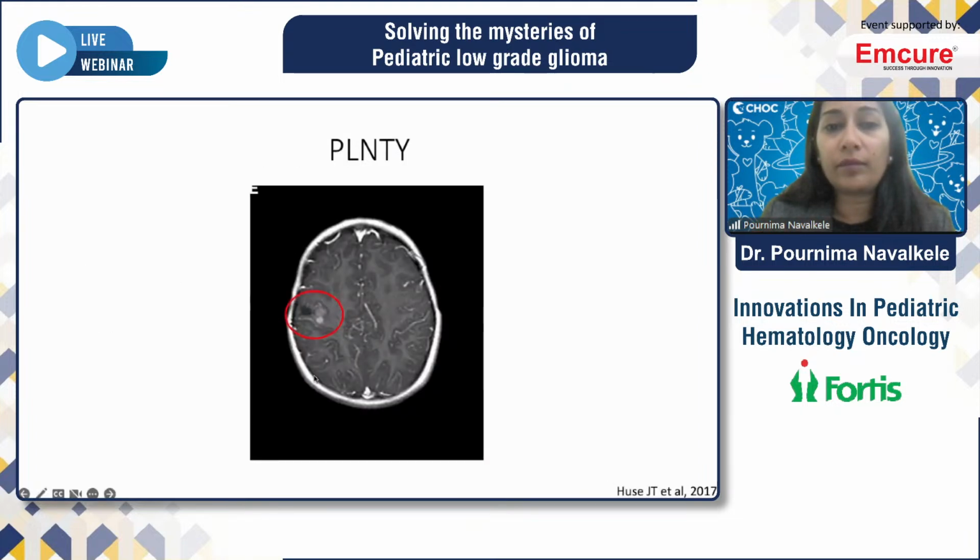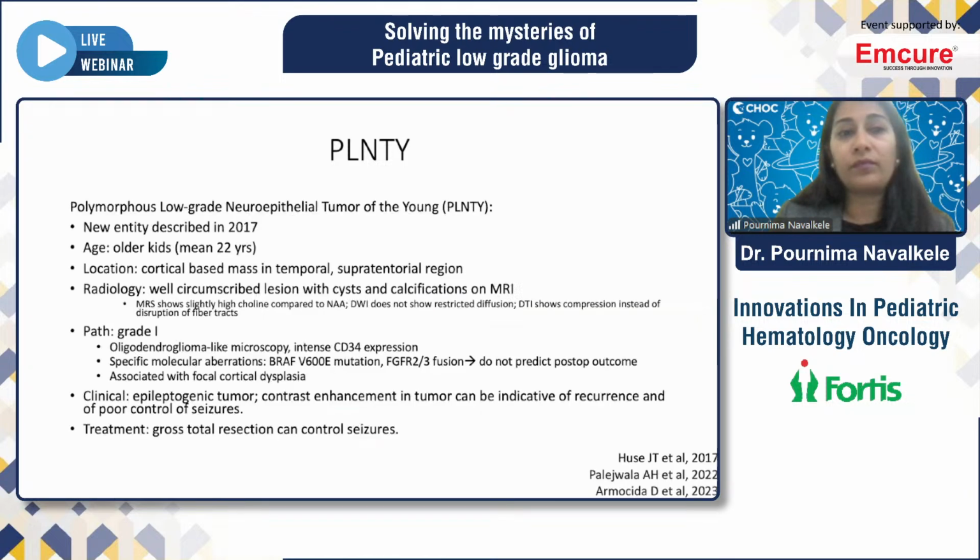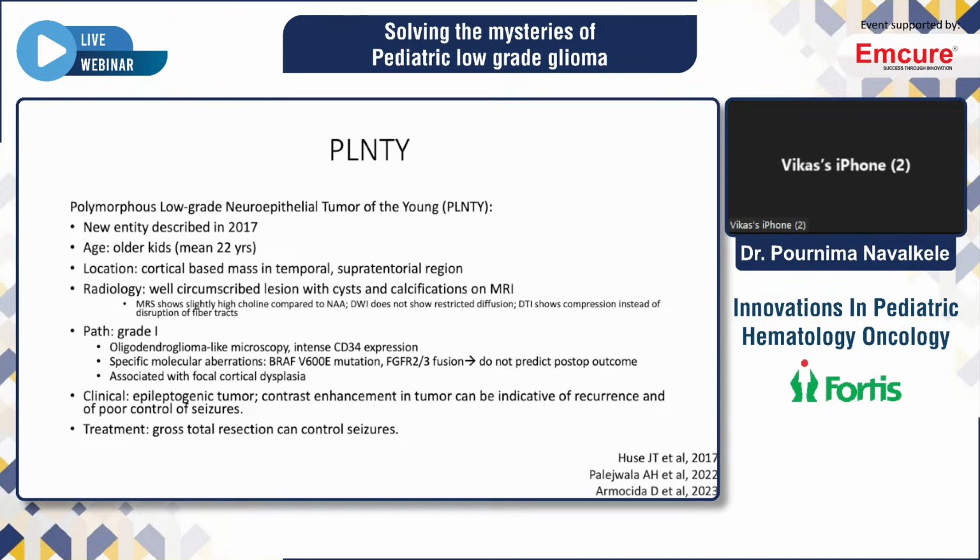PLNTY. The MRI here shows a subcortical lesion, which is solid and cystic and has an enhancing component in it. PLNTY, it's a new entity which was described in 2017. It's polymorphous low-grade neuroepithelial tumor of the young, and it is seen in older kids or younger adults, and location is cortically based in temporal and supratemporal, or in general supratentorial region. The radiograph describes a well circumscribed lesion with cystic tumor and calcifications on the MRI scan.